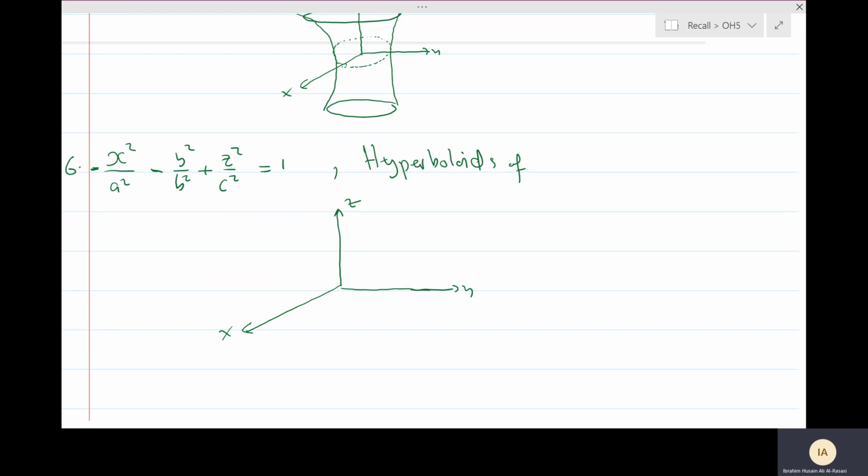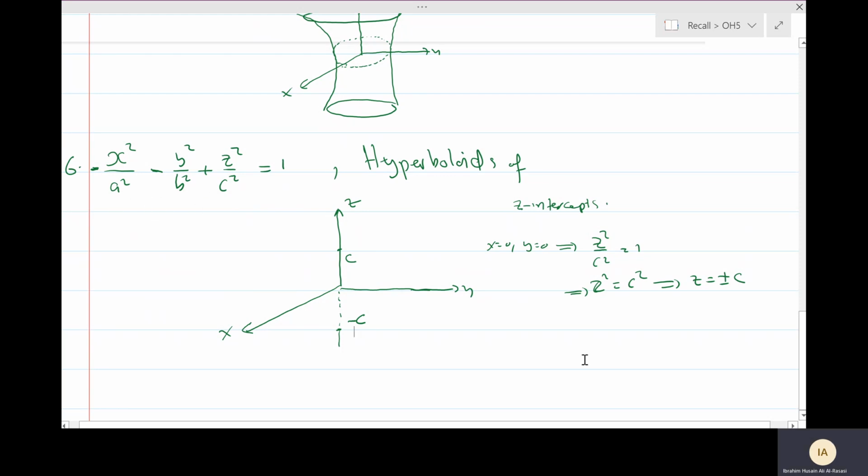Take the z intercept. What is the z intercept? You set x equals 0 and y equals 0, then z squared over c squared equals 1. So z squared equals c squared, and z equals plus or minus c. So there is a z intercept at c here and at minus c here. Because there is no trace in the xy plane, I just find the z intercept. Now the other traces are hyperbolas.